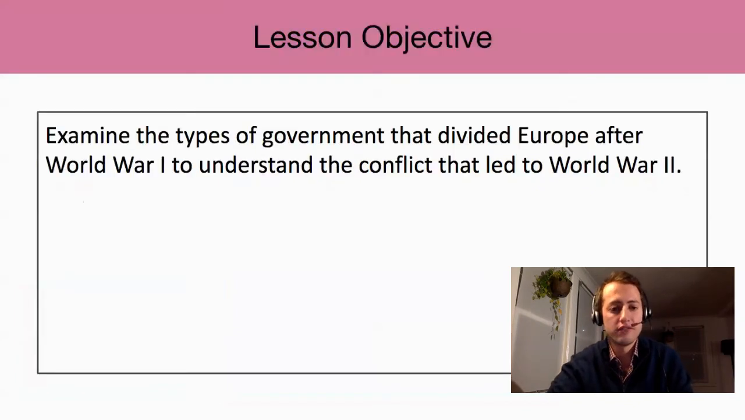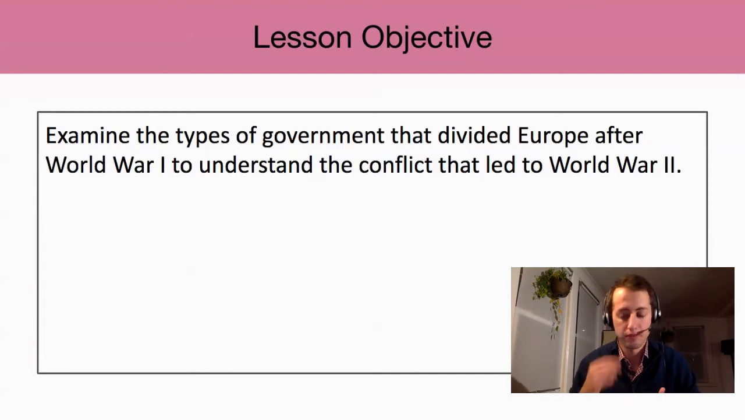The lesson objective is to examine the types of government that divided Europe after World War I to understand the conflict that led to World War II. And this does connect to the Treaty of Versailles lesson at the end of Unit 4, mini Unit A. So make sure to take a look at that, and make sure that you've gone over that history with your students before jumping into this work.